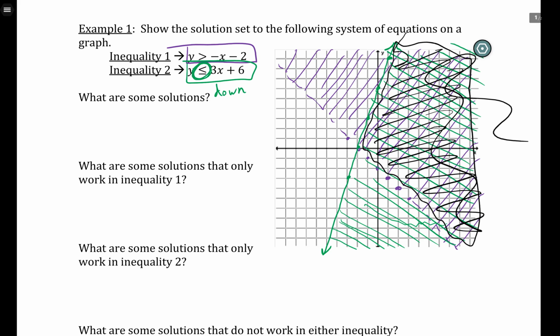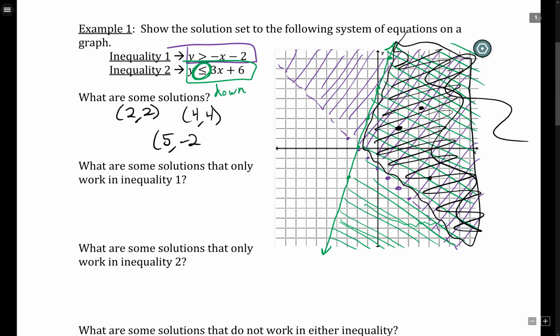So what are some solutions? Well, I have, for example, 2, 2. If I put 2, 2 into both of these equations, they will work in both equations, and you can do it for yourself if you don't believe me. What are some other points? Well, here's 4, 4. Here is over 5 down 2. These are all points that work in both equations because they are in the doubly shaded area.